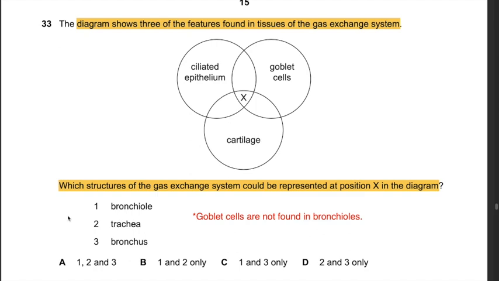Therefore, X cannot be 1, which is bronchiole, as bronchioles do not have goblet cells. And since answers A, B and C have 1 in them, all 3 of them are wrong, leaving us with the answer being D, 2 and 3 only. Trachea and bronchus, yes, they do have all 3: ciliated epithelium, goblet cells as well as cartilage. The only difference is, in the trachea, the cartilage is in the form of C-shaped rings. In the bronchus, the cartilage is in the form of irregular blocks or irregular plates.